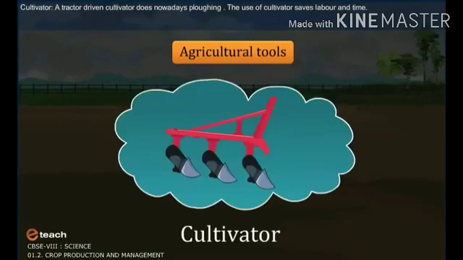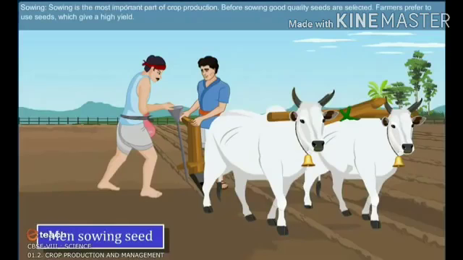Cultivator. A tractor-driven cultivator does ploughing nowadays. The use of a cultivator saves labor and time. Sowing. Sowing is the most important part of crop production. Before sowing, good quality seeds are selected. Farmers prefer to use seeds which give a high yield.